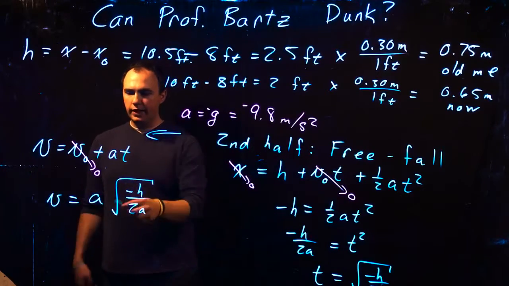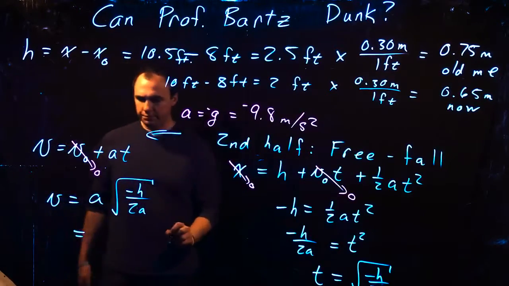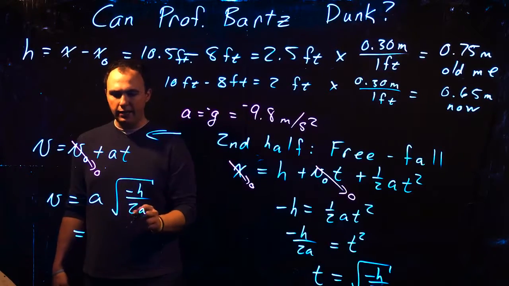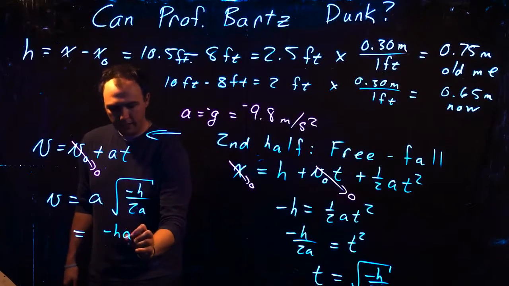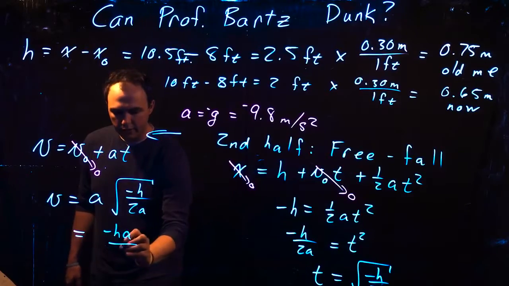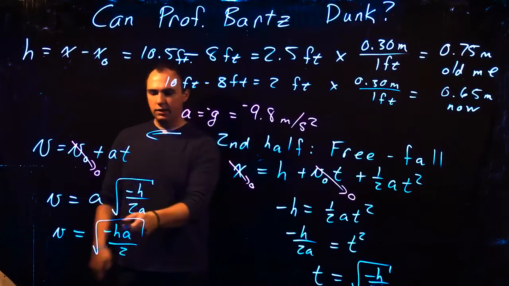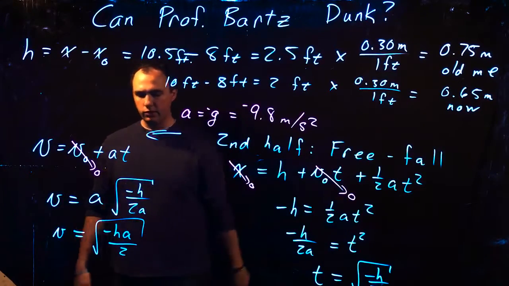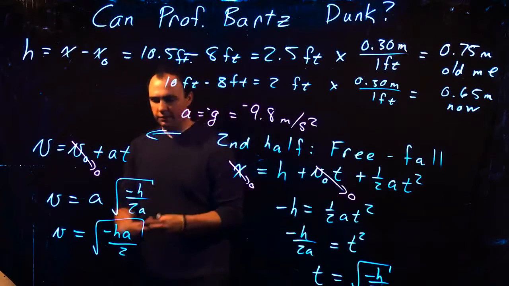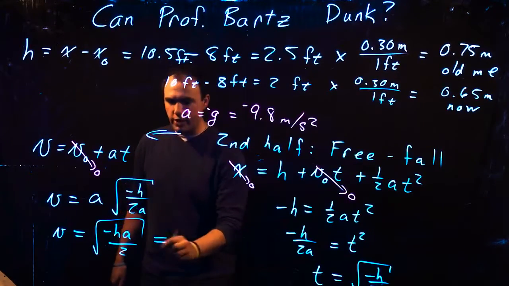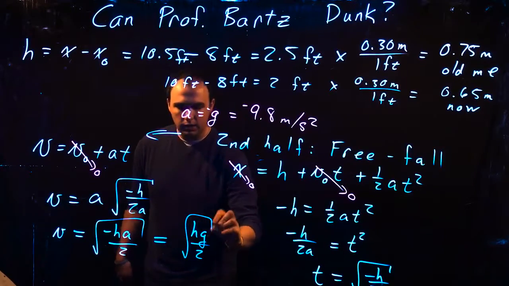Okay, so now if I want to simplify this so I don't have to plug as many numbers into my calculator, I can bring the a inside of the square root. So I'm going to get negative h a, so that would give me an a squared, so it cancels out down here. So I've got velocity is height times the acceleration over 2, all inside a square root. And this minus sign is going to kill that minus sign eventually. So if I want to get rid of that distracting minus sign, I know that a is negative g, so I can just write this as the square root of hg over 2.